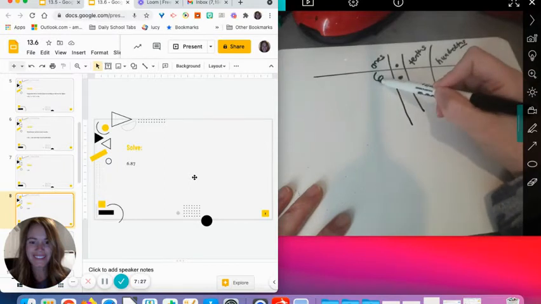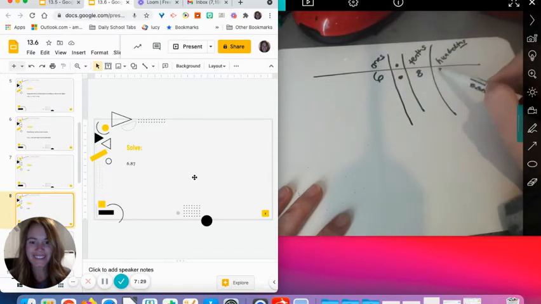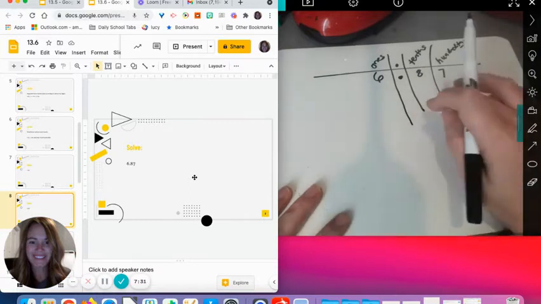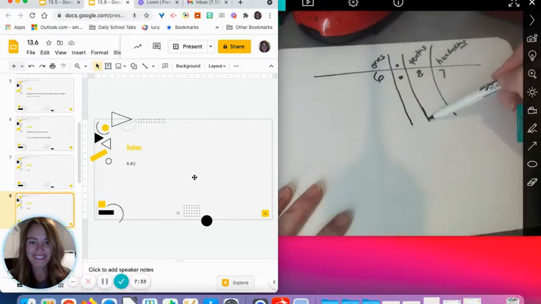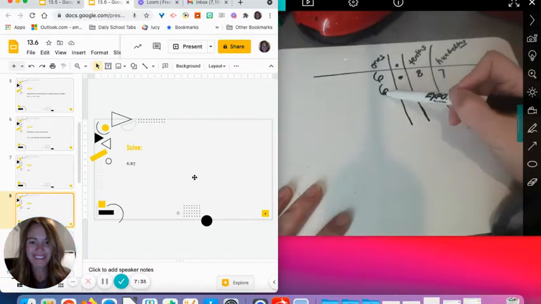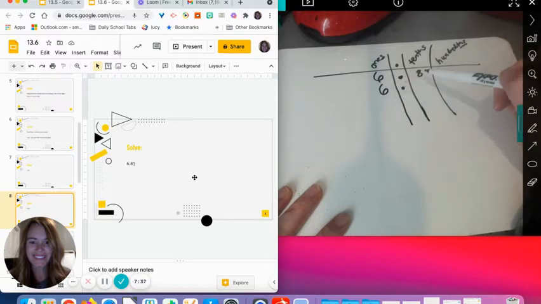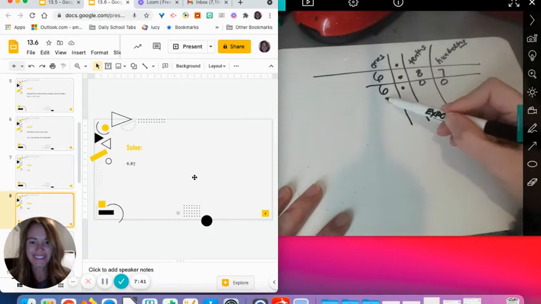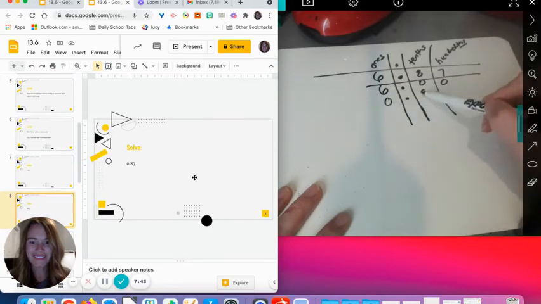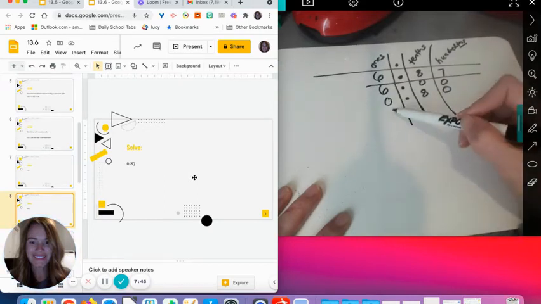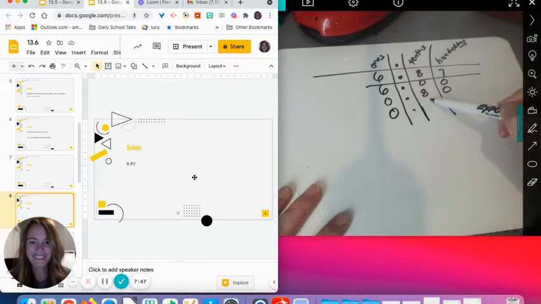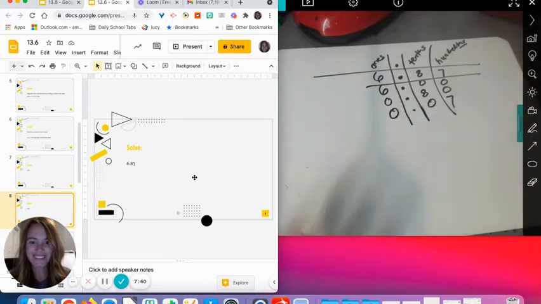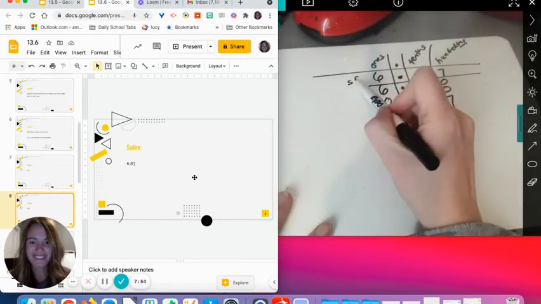We have 6 ones and 87 hundredths. All right, so we have 6.00, then we'll put 0.80 and 0.07. All right, so we have our standard form.